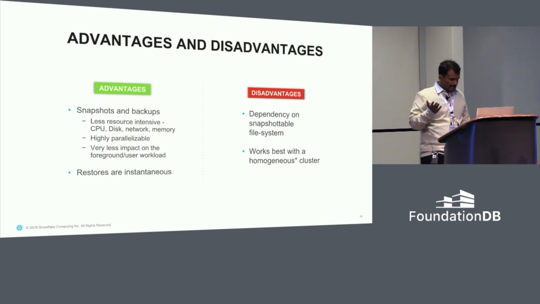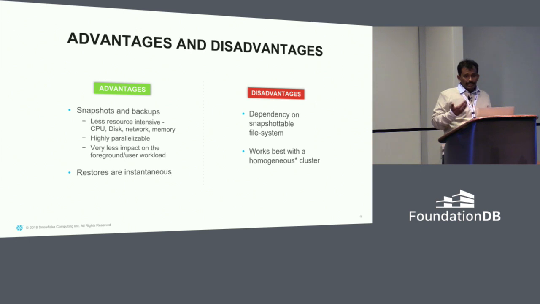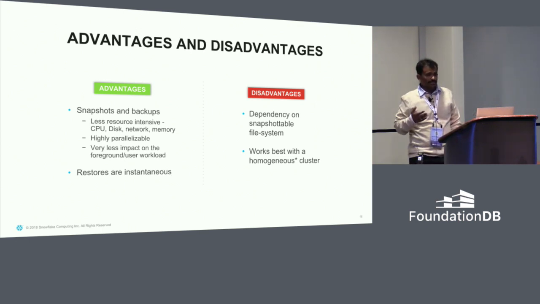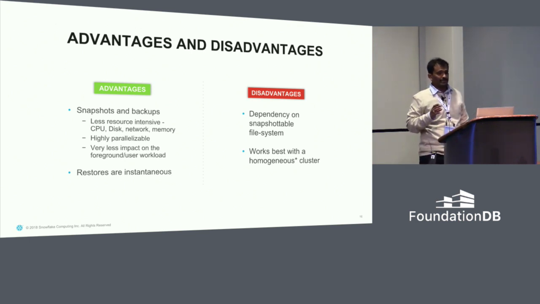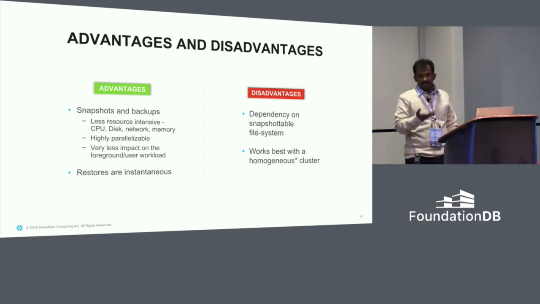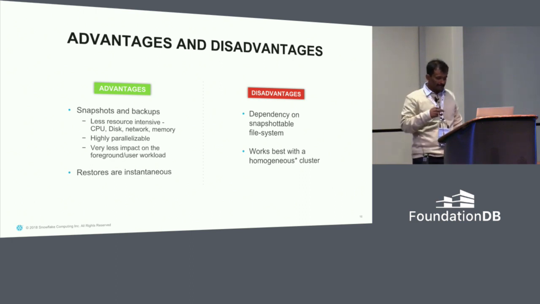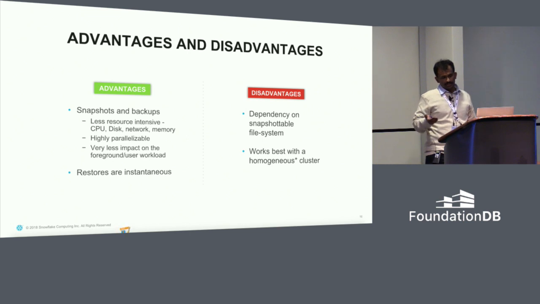Now, there are three parts to this. The snap create is very cheap. We saw that it is as cheap as transacting a key value to the database. The second is copying of the disk images. This does take some resources, but it is significantly cheaper to copy the disk images at the lowest level, at the file system or disk level, rather than go through the entire FDB stack. And this can be highly parallelized, which will reduce the impact on the user workload.